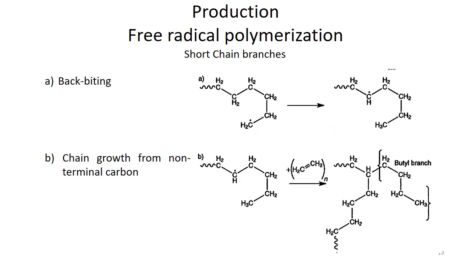So here is the schematic representation of what we talked about in the previous slide. In the case of backbiting, this carbon, the growing end, abstracts a hydrogen free radical from the fifth carbon atom, and then the butyl branch is produced as a result, and the growing end is shifted to another carbon atom, almost the fifth carbon atom from the end, and then this carbon atom can further be involved in the polymerization reaction. So this is basically chain growth from the non-terminal carbon atom, and it has produced a butyl branch as a result.